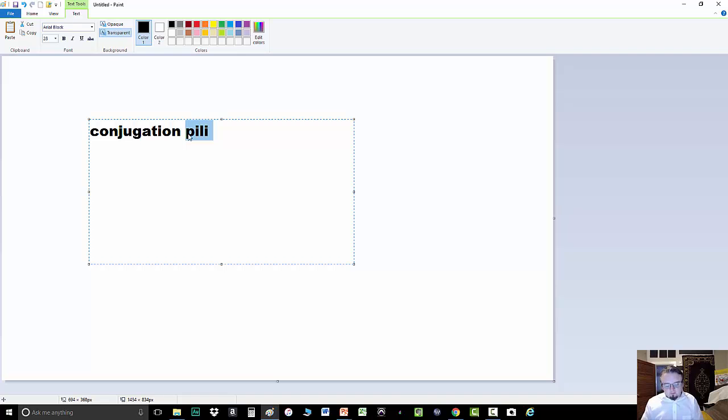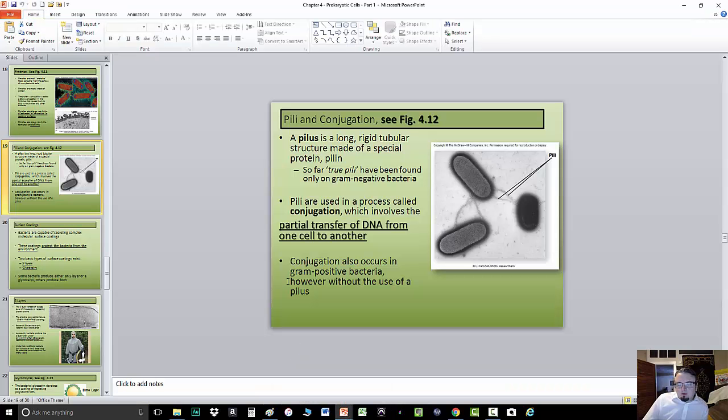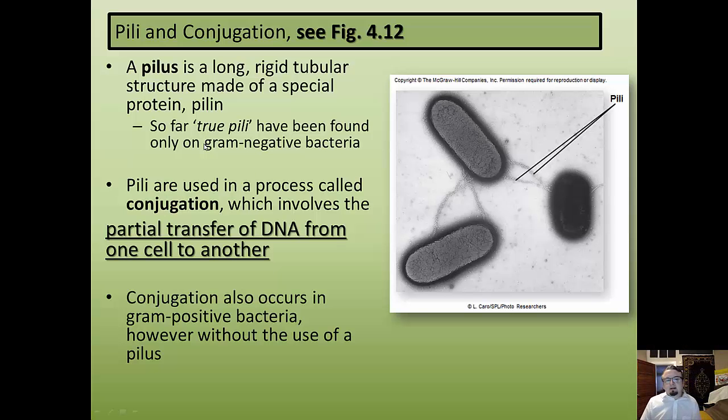So we can call it a pili on its own, which, again, is the plural form. Or we can also refer to it as a conjugation pili or conjugation pilus. Either way is technically correct, but it's sometimes referred to as a conjugation pilus as opposed to just the pilus because it implies the primary function of the pilus, which is conjugation. Conjugation is a process by which bacteria swap DNA back and forth, and that's something we'll talk about in more detail in the next part of chapter 4.